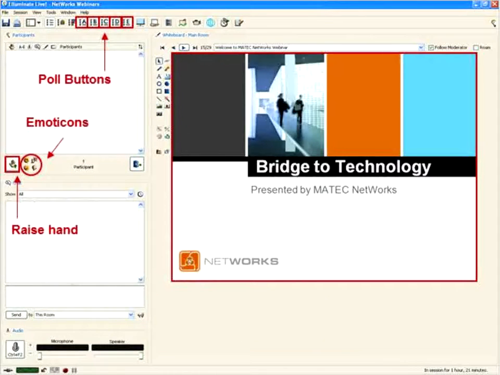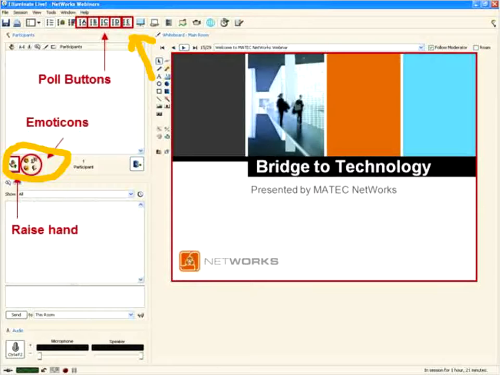Another interactive feature that we have are the audience polls. And we'll be conducting a couple of polls today. When we do, you'll be asked to respond by clicking on the A, B, C, D, or E button located right here on the toolbar above the participants box. Finally, right below that, we have our emoticons, because we have to have emoticons, right?